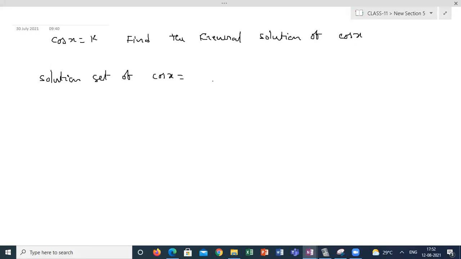Same as if I'm writing cos x is equal to k, find the general solution of cos x. It's very simple. What are the values it is repeating? The solution set of cos x is equal to k. Check whether I'm writing correct or not.